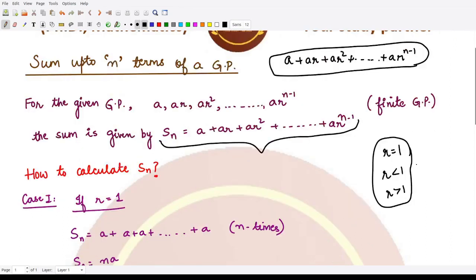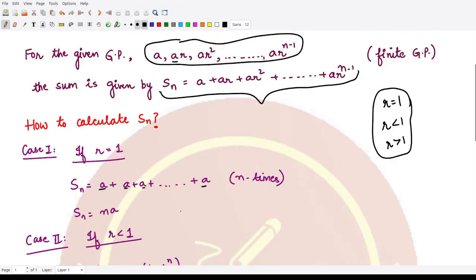When r is equal to 1, what is your GP? Your GP would become a. Then the next term would also be a, because a into 1 would be a, a into 1 square would also be a, a into 1 cube would also be a, a into 1 raised to power n minus 1 would also be a. So in this case your Sn would be a plus a plus a, how many times? n times. So it would just be equal to n into a, right?